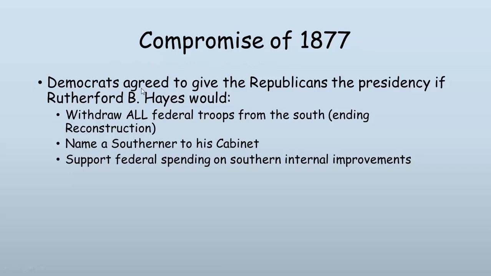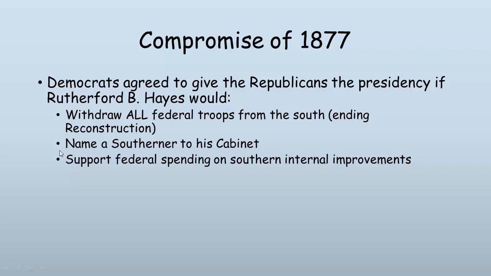What the Democrats actually agreed to is easy. They're going to give the Republicans the presidency. They didn't care about having their guy in as president. All they wanted was this bullet right here. They wanted the federal government to take all the remaining federal troops out of the South. And once the federal government takes those troops out, those white people down south can pretty much do whatever they want. So we say that officially ends Reconstruction.